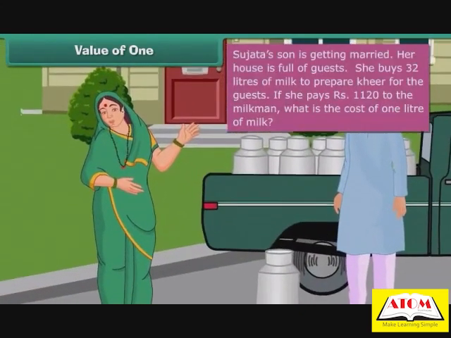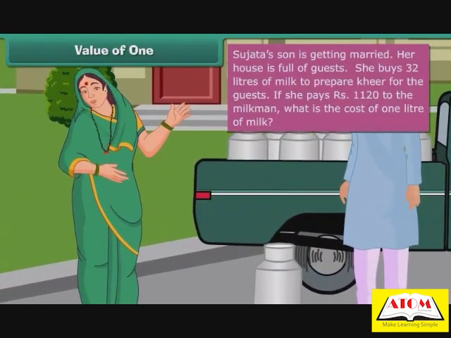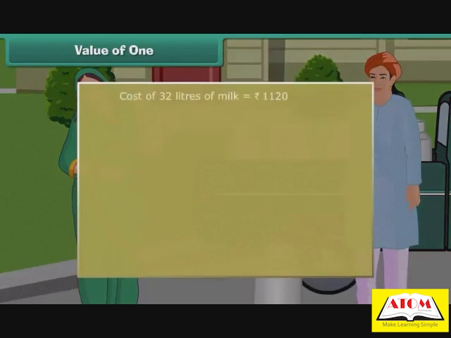Sujata's son is getting married. Her house is full of guests. She buys 32 liters of milk to prepare kheer for the guests. If she pays 1120 rupees to the milkman, what is the cost of 1 liter of milk? Cost of 32 liters of milk is 1120 rupees. Cost of 1 liter of milk is 1120 divided by 32.